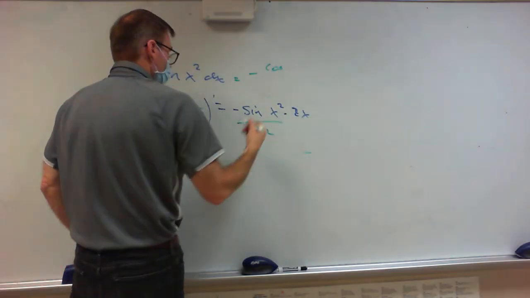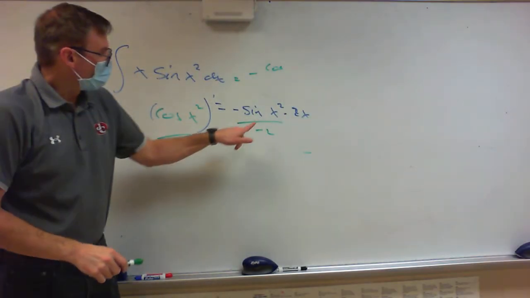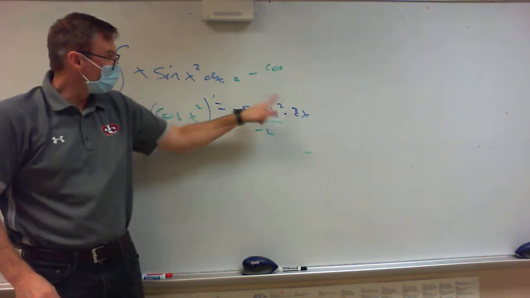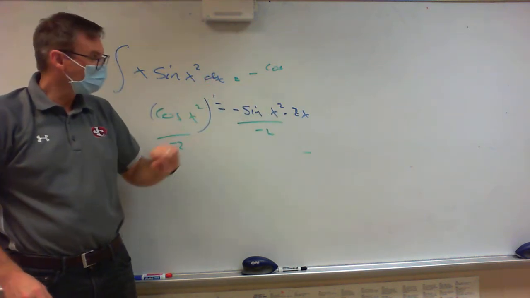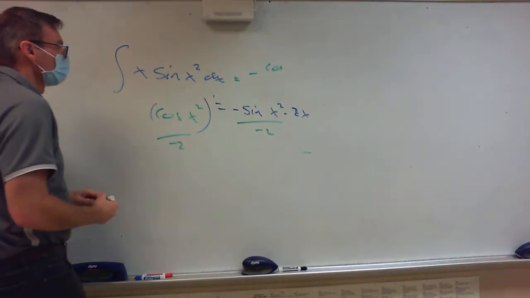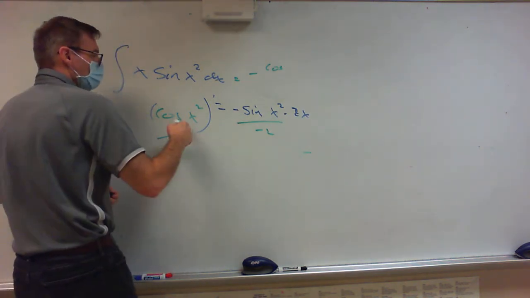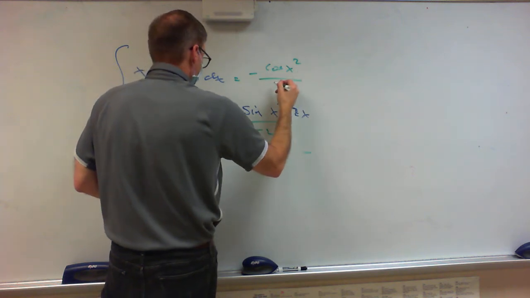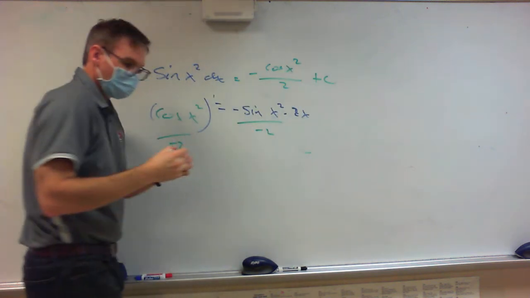Wait, how do you know you're off by negative 2? Well, when I compare this to this, do you see we're off by a minus sign? Okay, yeah. And you see we're off by a 2? There's a 2x and the answer is the x. And so I end up with negative cosine x squared all over 2 plus c.